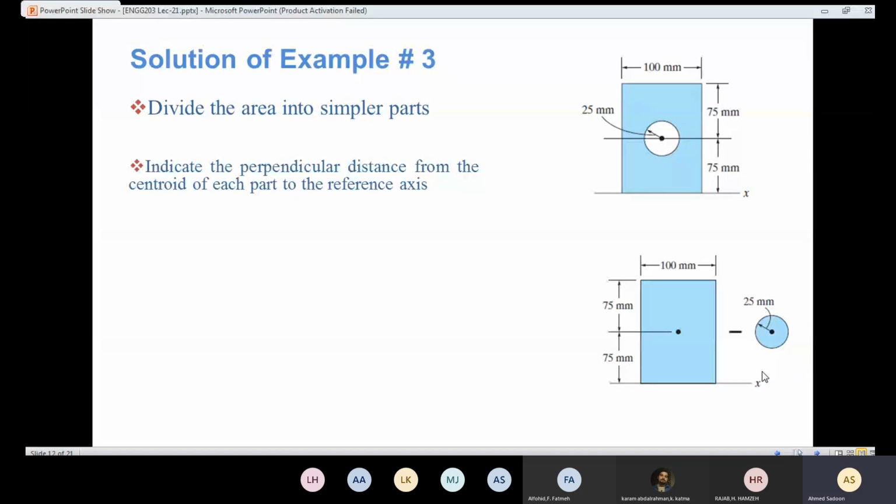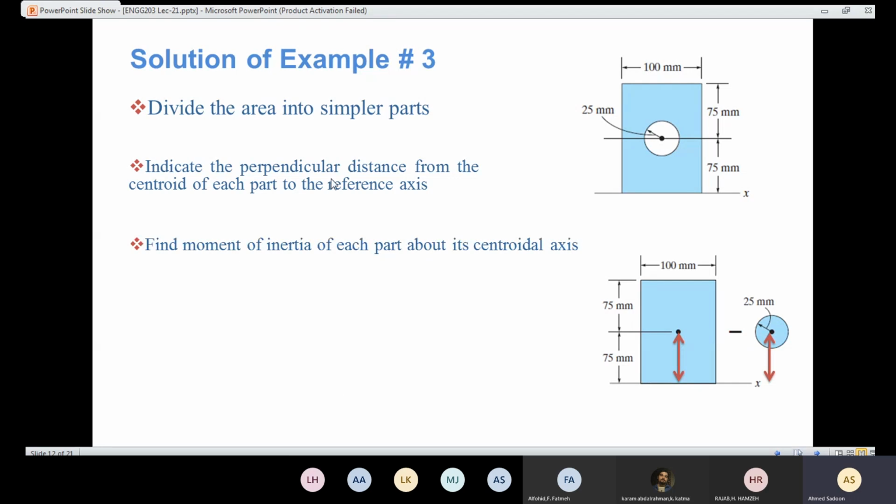Then I need to know the perpendicular distance from the centroid of each part to the reference axis. So here is the rectangle. The centroid is here. I need to know the perpendicular distance between the centroid and the axis X. So here is the perpendicular distance for the rectangle and for the circle, and they are the same in this special case, which is 75 millimeters. So it's very important to determine the distance between the centroidal axis and the reference axis.